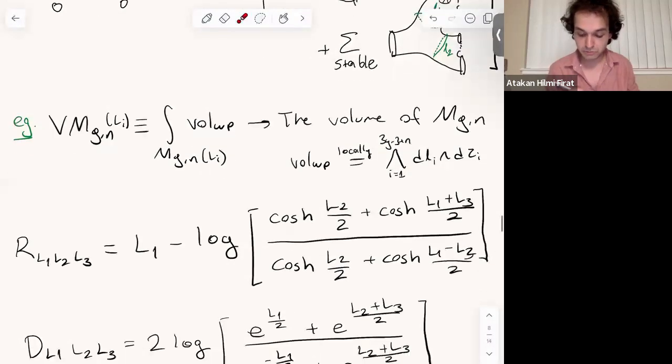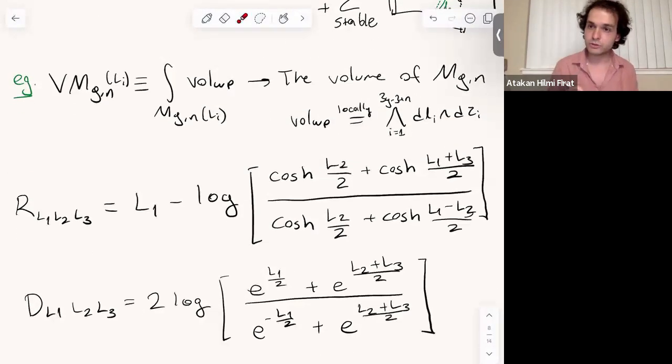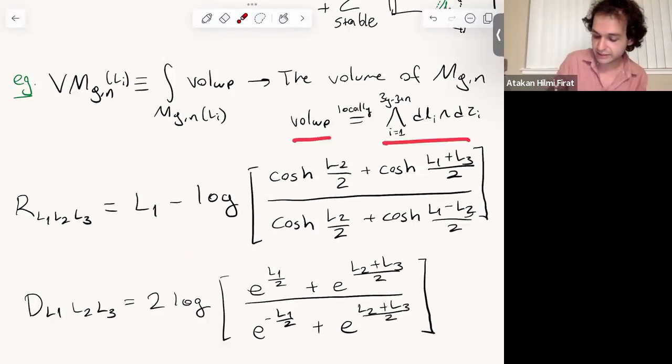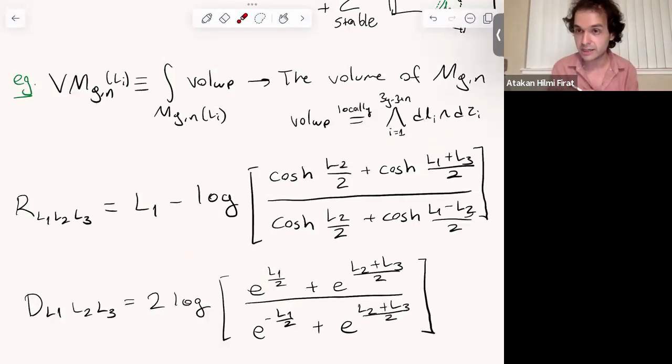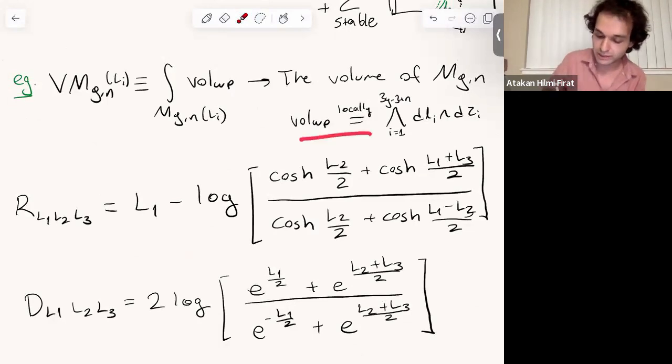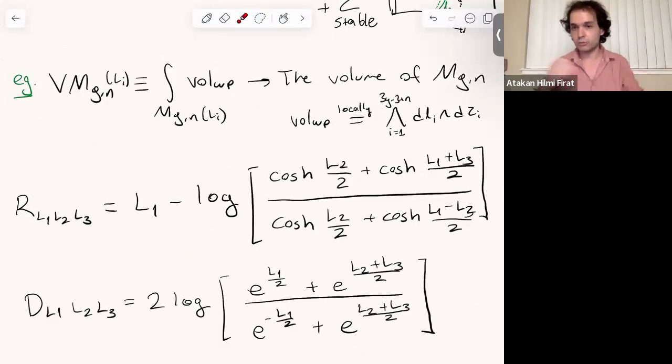So again, the most canonical example is the volumes of the moduli space, the so-called Weil-Petersson volumes. This is defined as the wedge product of dL_i and dτ_i, so it's locally given by this. Globally, of course, this doesn't hold, but still there is actually a globally well-defined form.